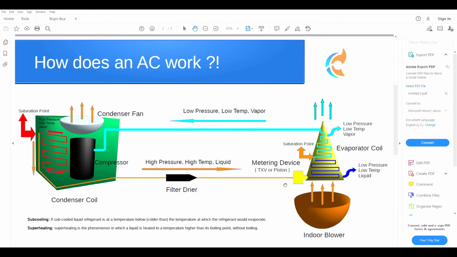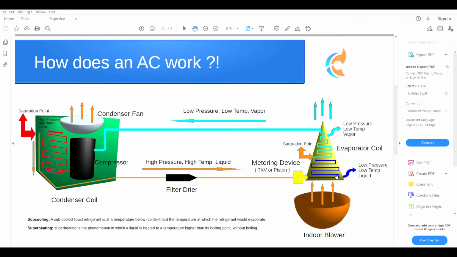So the metering device on residential air conditioners is either a TXV, which is a thermostatic expansion valve, or a fixed orifice, or a fixed piston, as we call it. What it does is restrict the flow of the refrigerant to the coil. That restriction will lead to a pressure drop and subsequently a temperature drop. So your high pressure, high temperature liquid refrigerant will turn into a low pressure, low temperature, still liquid refrigerant.